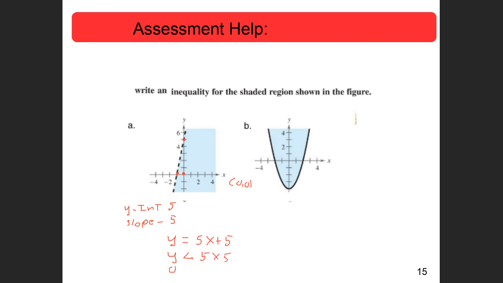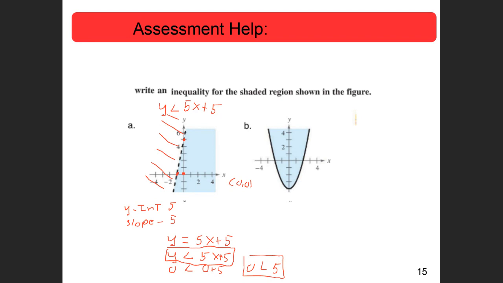So if I put 0 in here, 0 is less than 0 plus 5. So 0 is less than 5. Is that a true statement? That is a true statement. So my inequality should be less than. So my answer here should be y is less than 5x plus 5. You were close with y is greater than, but if it was y is greater than, it would have been shaded on this side, not on this side.